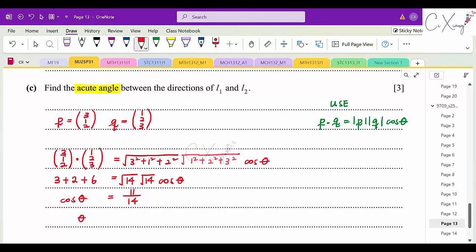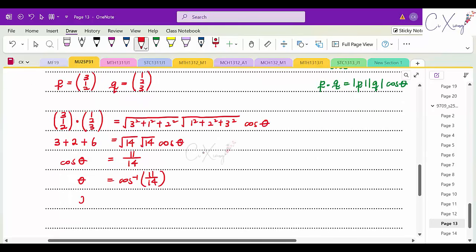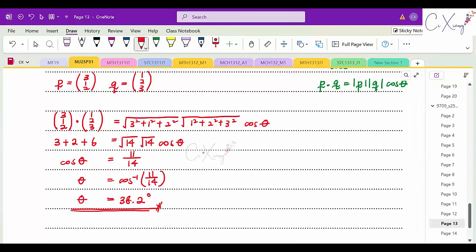Then to get theta, I just take cos inverse of 11 over 14. Let's see what answer I get. If you didn't make any careless mistake, your answer should be 38.2. Of course, you can also put it in radian mode, that's no problem. I just keep it in degree form. It will be 38.2 degrees. So this is how we solve question number 8.